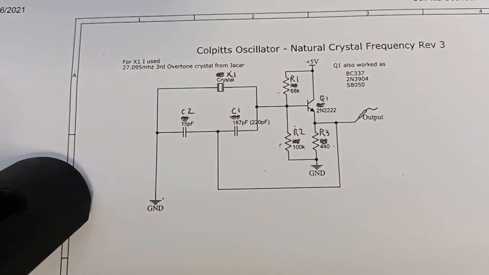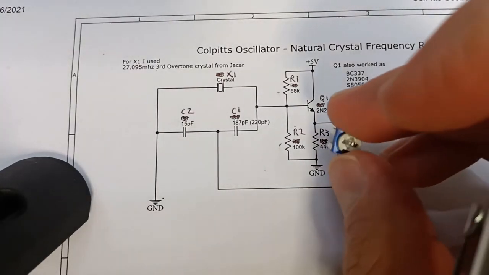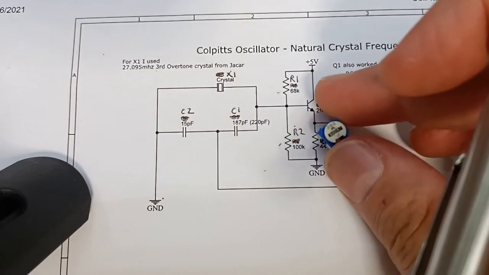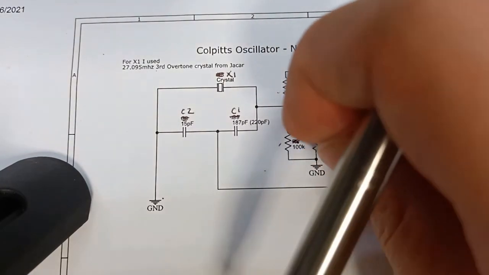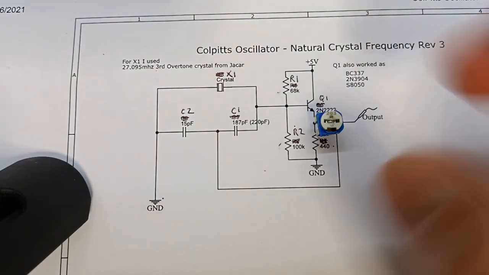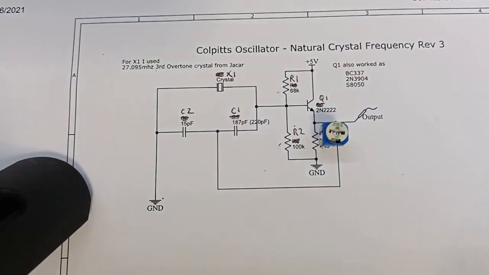Out of all of them, the fussiest one was actually this resistor R3. So what I had going on there was this 0 to 20K trimmer pot sitting in there, and I was just tweaking that up and down until we could get something to oscillate.